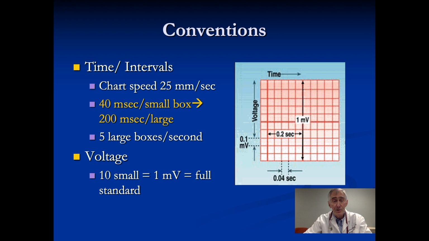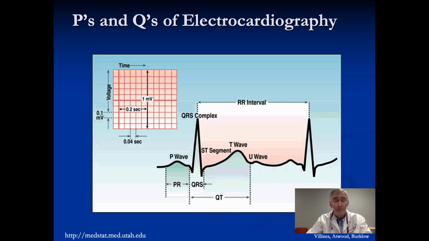Now the paper speed is normally 25 millimeters per second. So in other words, the paper flows at a rate such that one big box, or 5 millimeters, is 200 milliseconds. And 1 millimeter is going to be 40 milliseconds. And needless to say, 5 big boxes is 1 second. So that's how we look at the paper speed as well as the voltage.